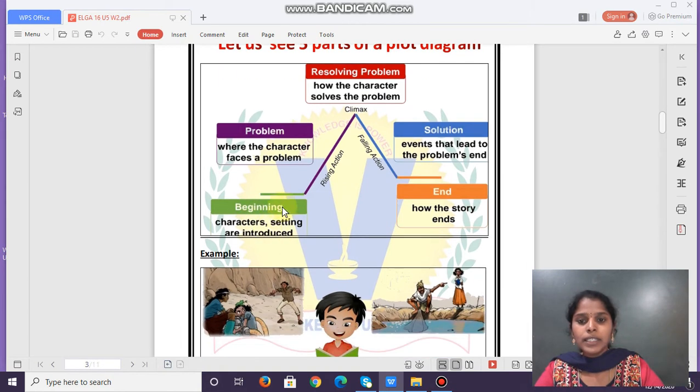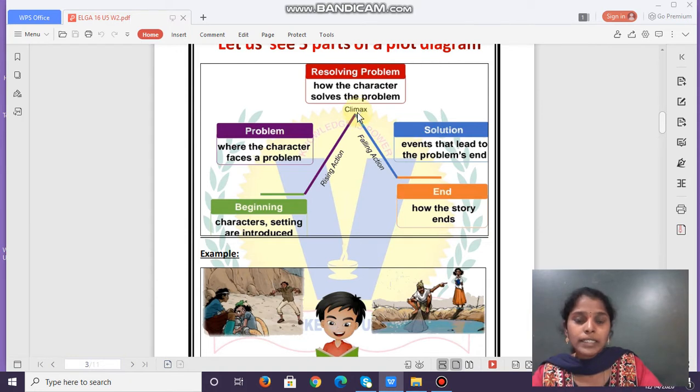In the beginning of the plot structure, we are going to discuss who the characters in the story are and what the setting or introduction of the story is. Slowly the rising action, like a problem, where the character faces a problem in the story. And next, moving to the resolving of the problem. Here it hits the maximum suspense in the story.